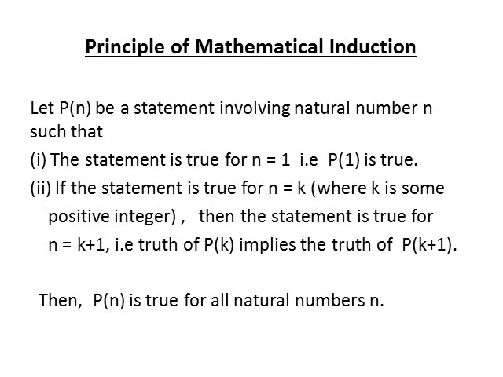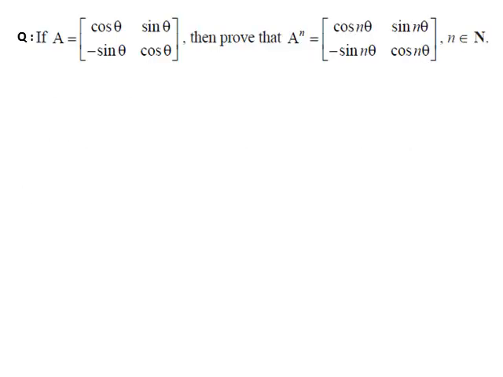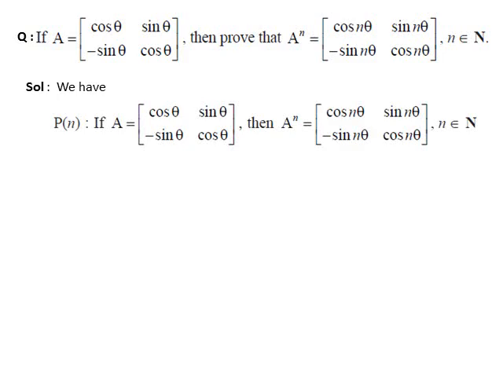Let's discuss one question. In this question, A is a matrix of order 2 with elements cos theta, sin theta, minus sin theta, cos theta. We have to prove that A raised to power n is a matrix with elements cos n theta, sin n theta, minus sin n theta, cos n theta. We shall prove the result by using principle of mathematical induction.